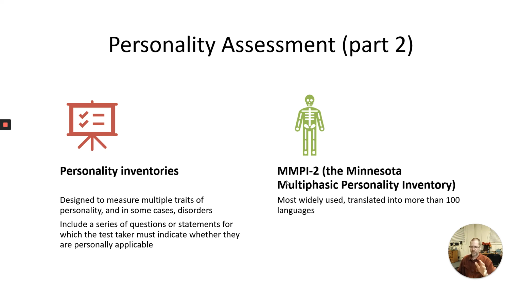But there's a bunch of tests like this, and the MMPI-1 or 2, as the case might be: true, false, cannot say, 567 simple statements. I like to cook, you know, you either do or you don't, something like that.